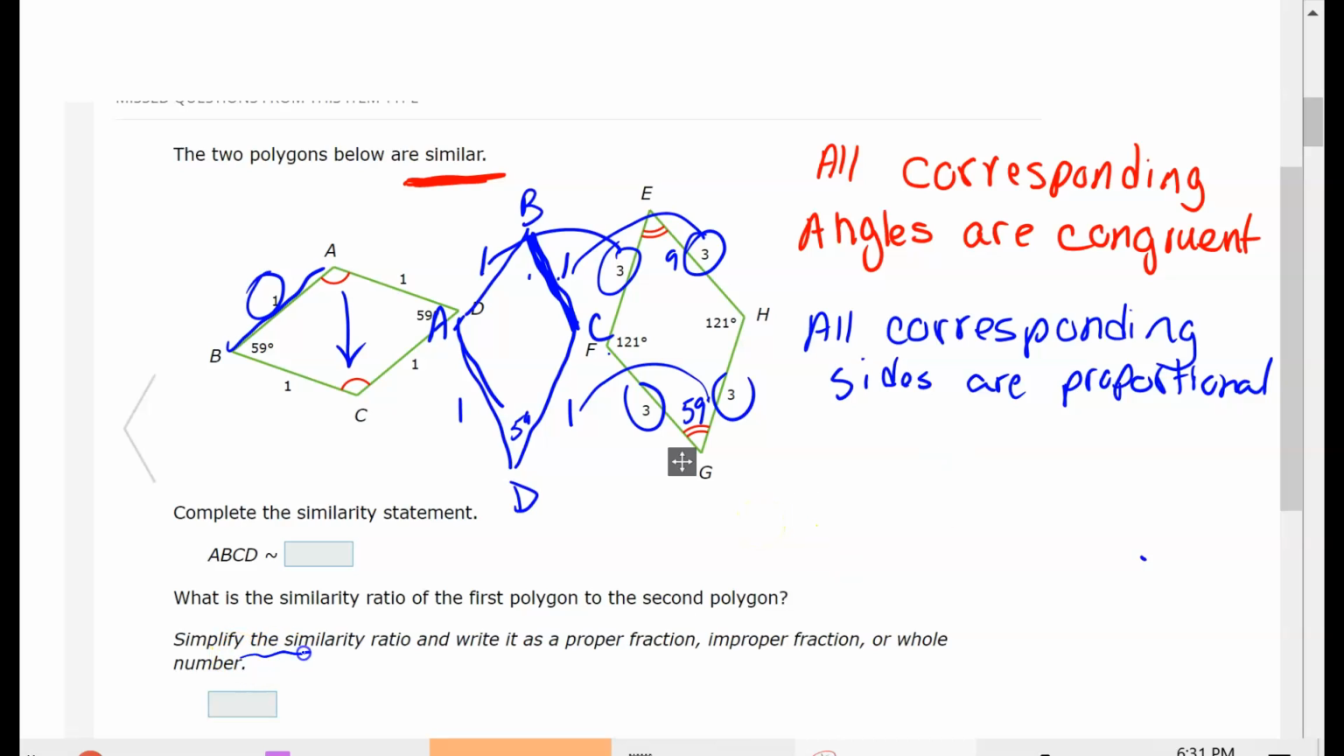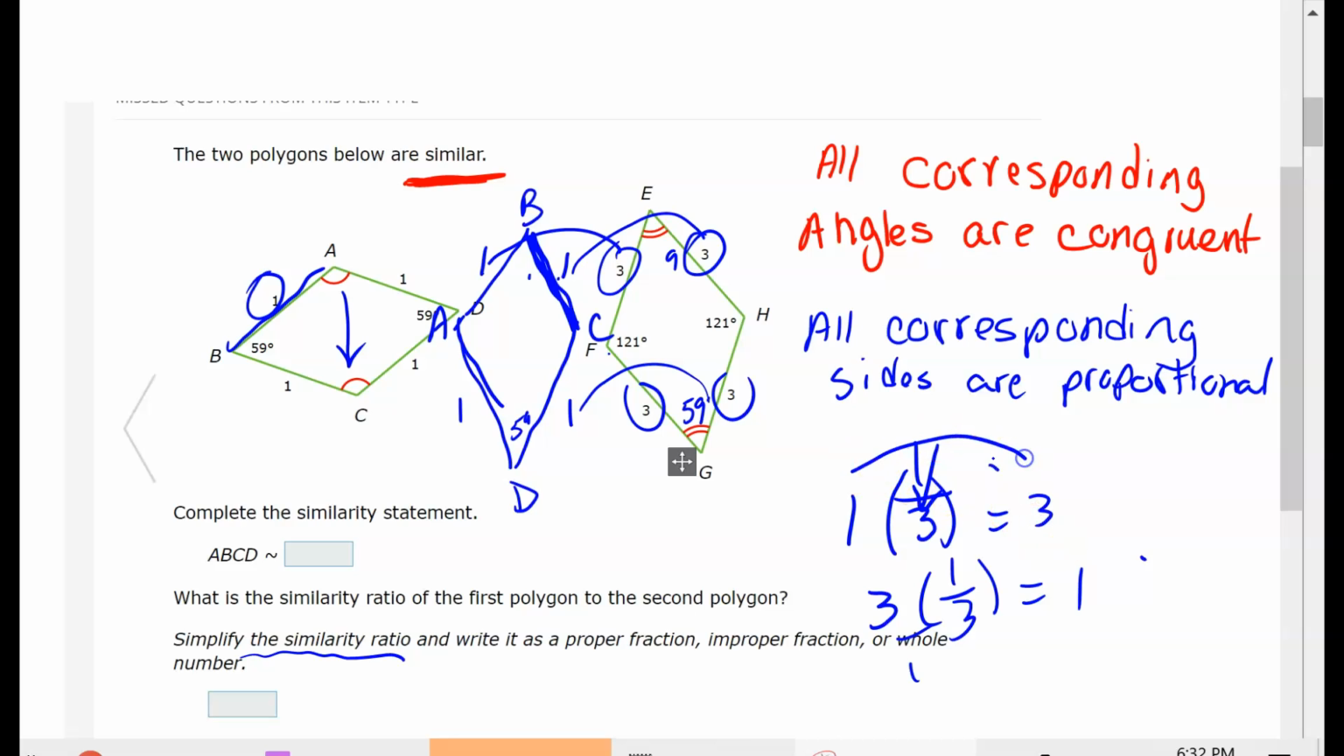Similarity ratio. Sometimes they call it the scale factor. If I take 1 and I multiply it times 3, my scale factor is 3. If I went from 3 and I wanted to get to 1, I'd multiply it by the inverse, which is 1/3. So it depends on which way you're going. Are you going to make it bigger, or are you going to make it smaller? If you're going to make it smaller, you need a number smaller than 1. If you're going to make it bigger, you need a number bigger than 1.